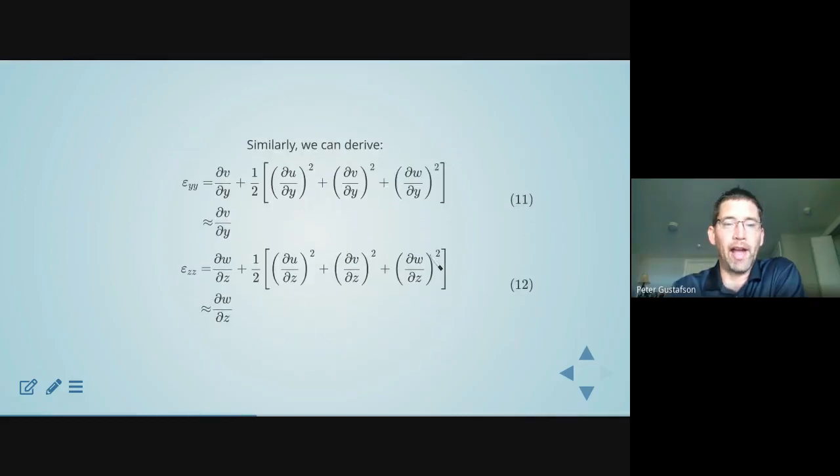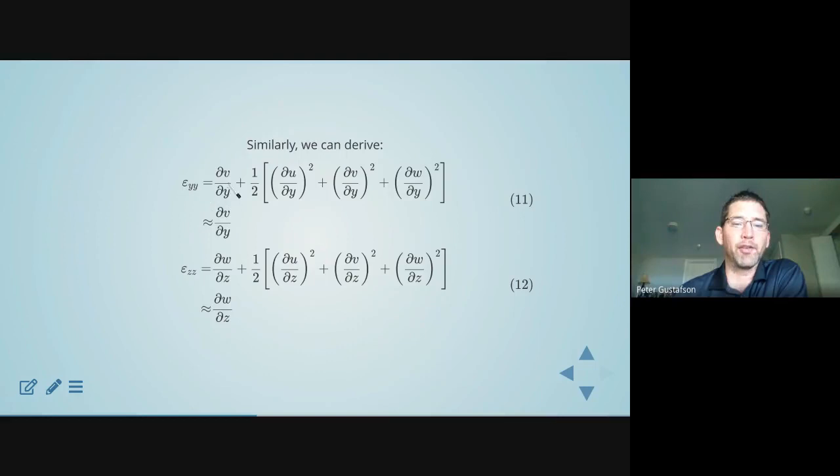Okay, so we did that calculation with a vector originally aligned with the x direction. We could do an identical, or nearly identical, calculation with a vector aligned with the y direction or one aligned with the z direction, and we'd end up with these results.